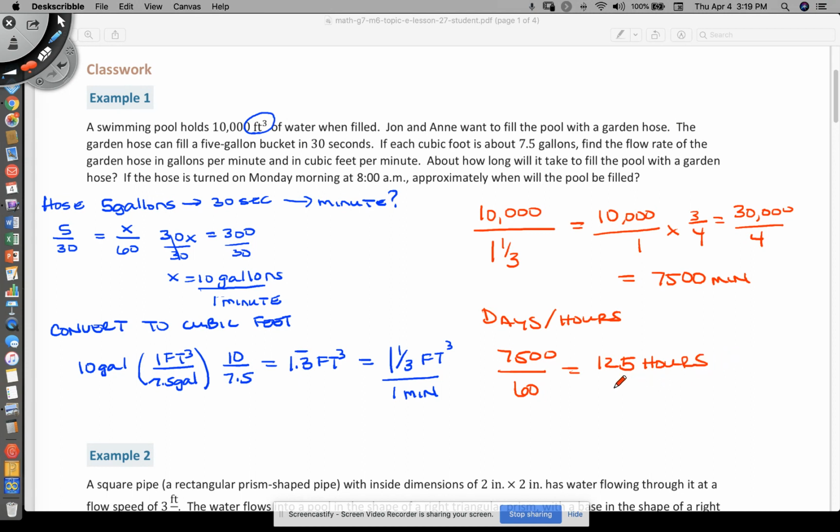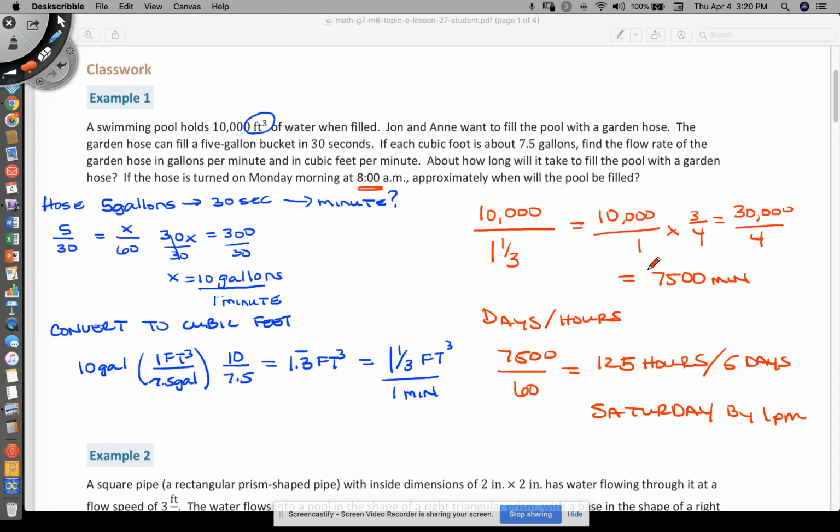Okay, 125 hours is the same thing as 5 days. So if we started this on Monday at 8 a.m., and we go 125 hours from that point, then the pool will be filled by Saturday. So you can see this is going to run for a long time. Saturday by 1 p.m. And that's doing 125 hours from 8 a.m. on Monday. So 5 days, and then the time difference between 8 a.m. and the full 125 hours.